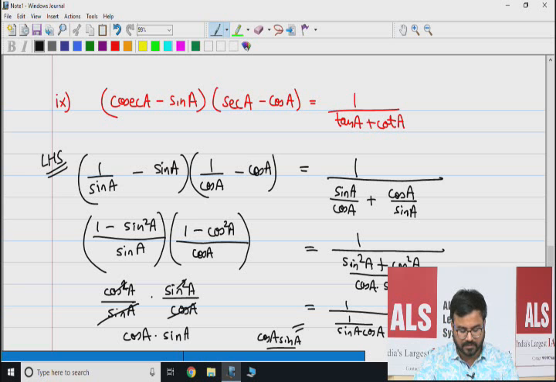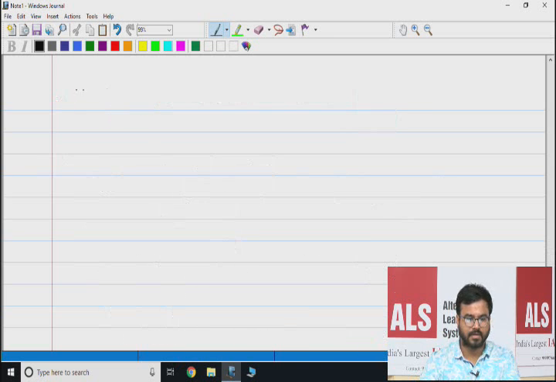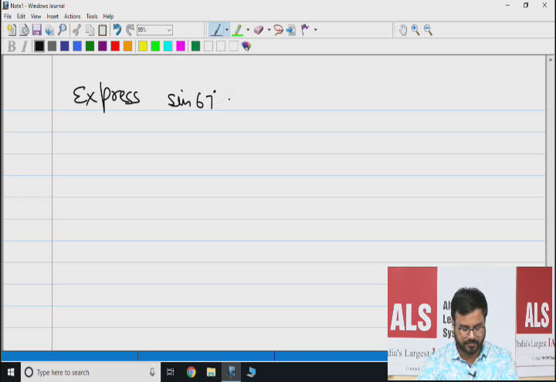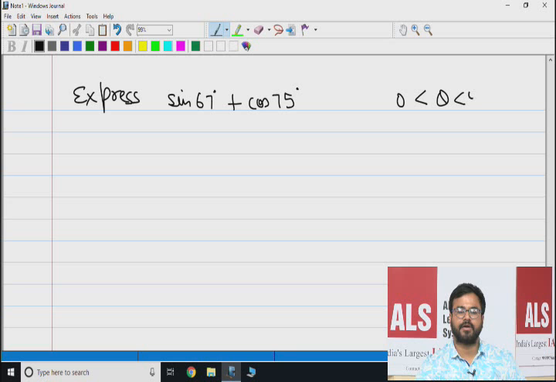And there was some question based on that one. From the complementary angle example exercise: express sine of 67 plus cos of 75 degree in terms of trigonometric ratios of angle between 0 and 45. Theta should be between 0 and 45.